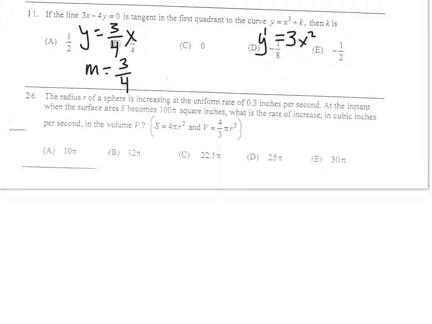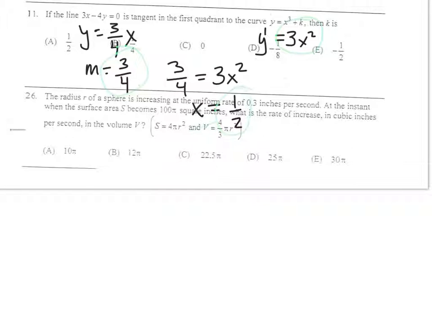Okay, so we have this slope here, we have this slope here, and we're going to put those two together. Those have to match up. So we're going to say 3/4 equals 3x squared. And if you solve that, you should end up with x equal to 1/2. So that's your x value. We're trying to figure out k though. You could plug that in. Now it's just plug and chug time.